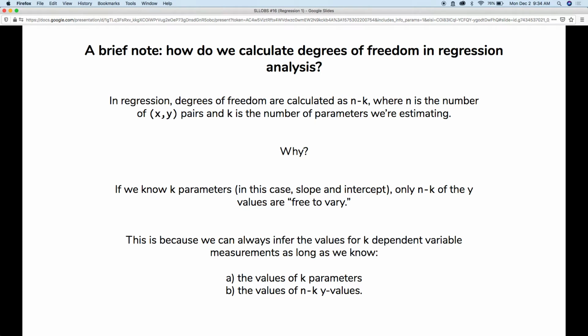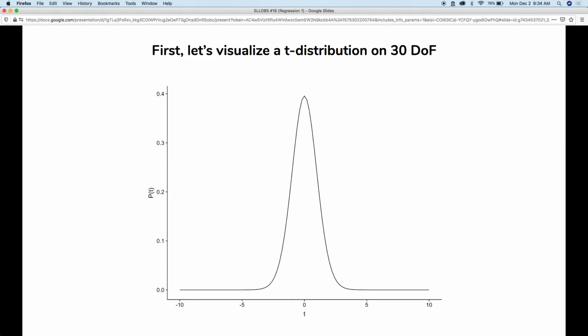Okay, so we're doing a t-test now. We're coming back to this t-test. We have our t value of negative 9.559, and we know that in our analysis we have 30 degrees of freedom. So we can first visualize a t-distribution on 30 degrees of freedom, where it's a little tough to see here, but on the x-axis we have our t values, and on the y-axis we have the probability of observing that t value. And you can probably already tell here that if our t value is negative 9.5, it's probably going to be way out on the fringes of this t distribution.